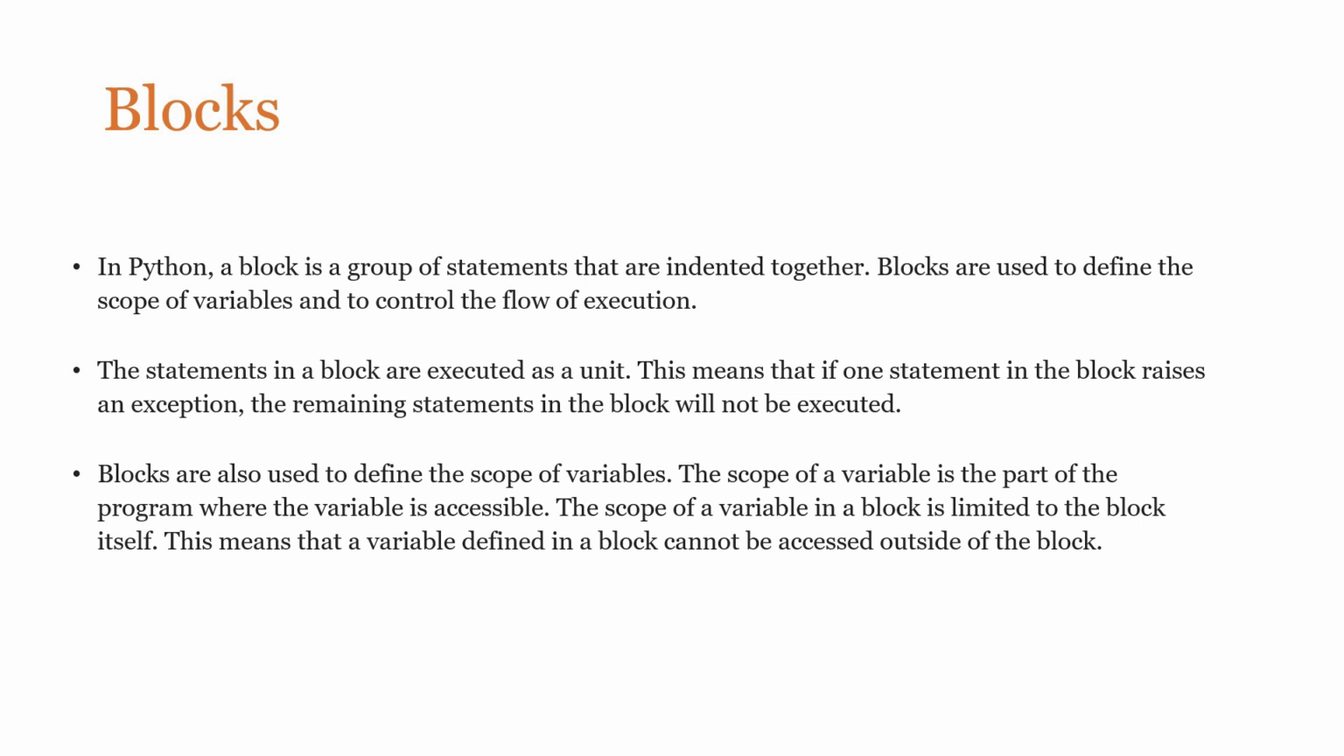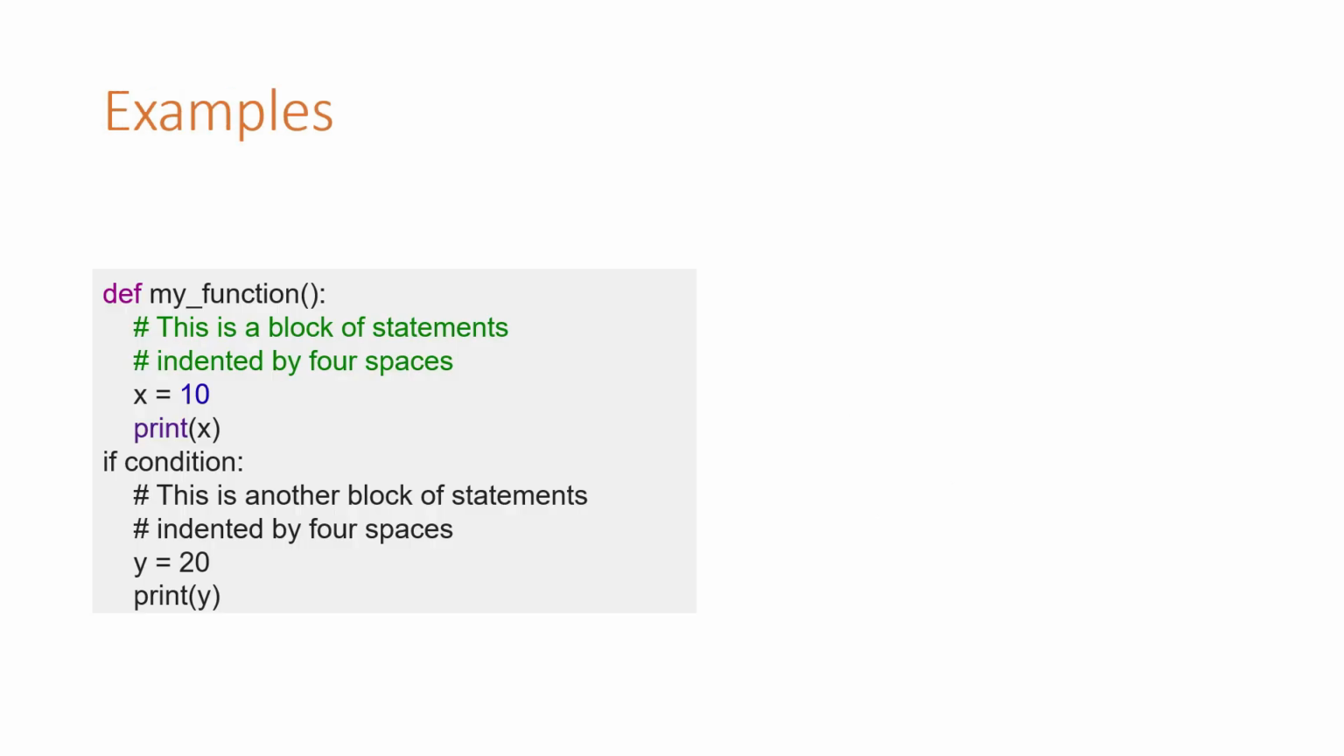I hope you understood. This is an example of a block. my_function is the function. Within my_function, x equal to 10 is a statement and print x is a statement. These two statements are indented by 4 spaces and are at the same level, so this is a block of code. Another if condition is also available. The same thing applies, just like a function. I hope you understood. I'm moving to the next slide.